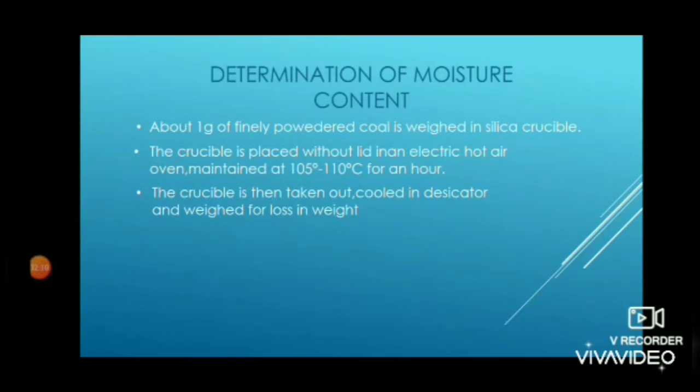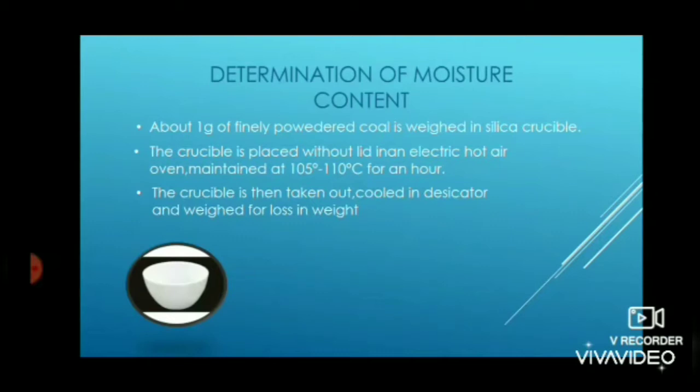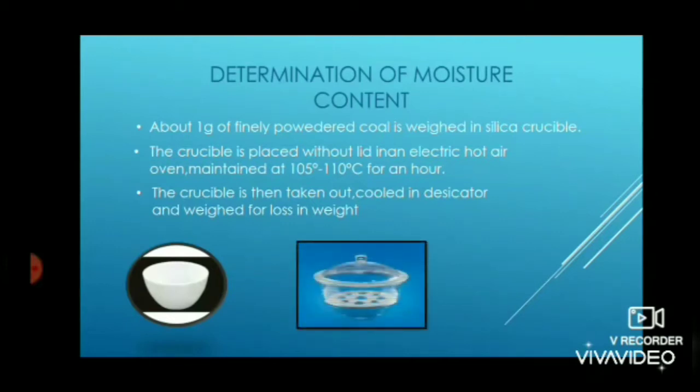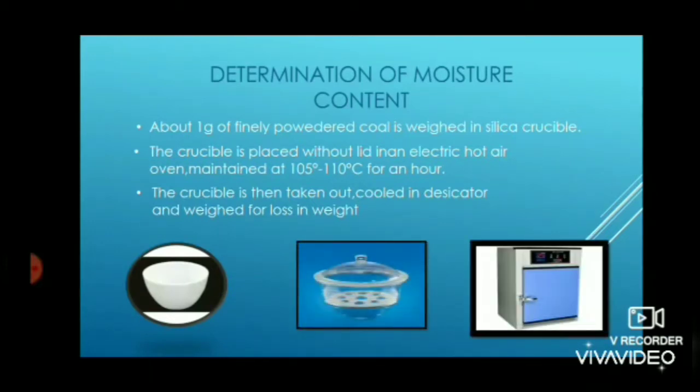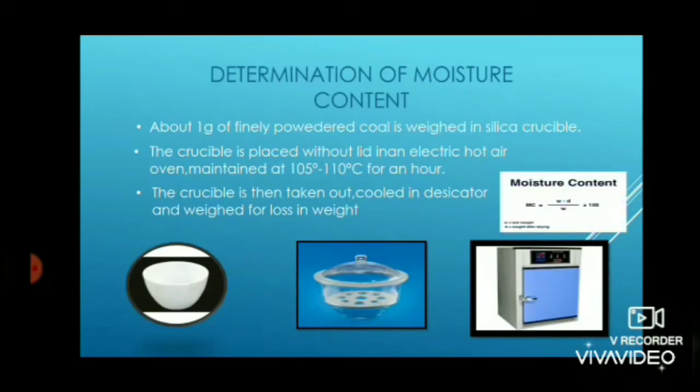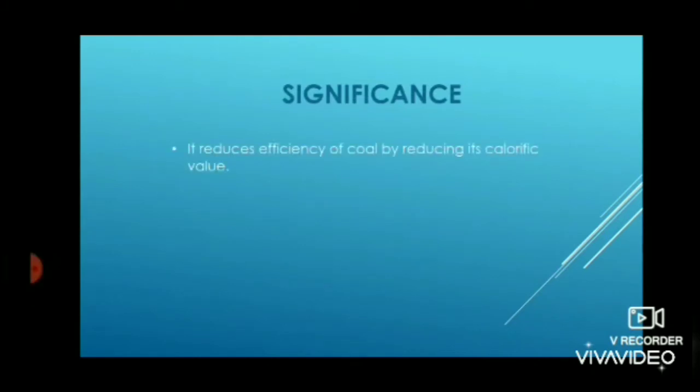Now we see some images. This is the image of a silica crucible, this is the image of the desiccator, and this is the image of the oven. And this is the formula for calculating the moisture content present in the coal. Moving to the next slide. Now, the significance of this moisture content.